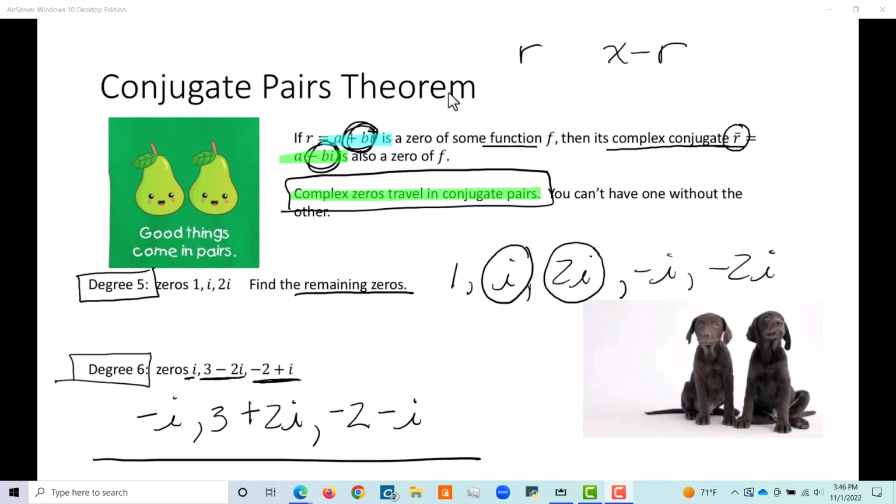So this concludes the first video. The next video will be on using that conjugate pairs theorem to either find the equation of the function or to find remaining zeros of a function.